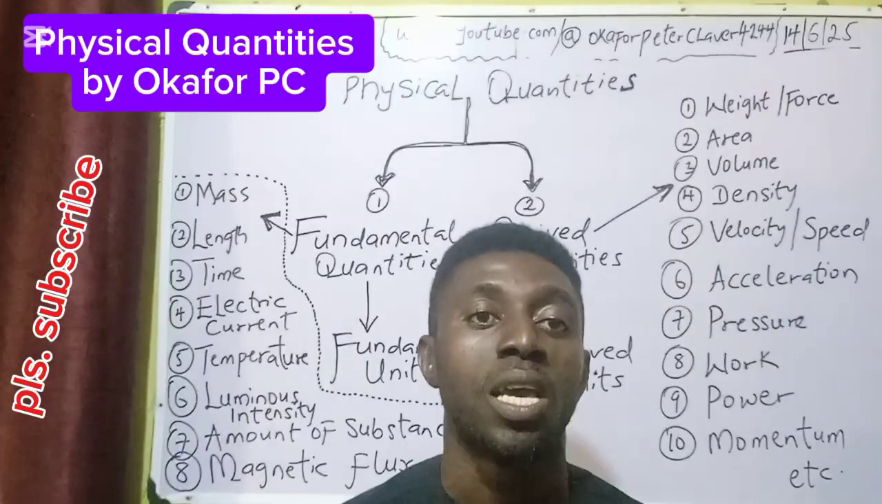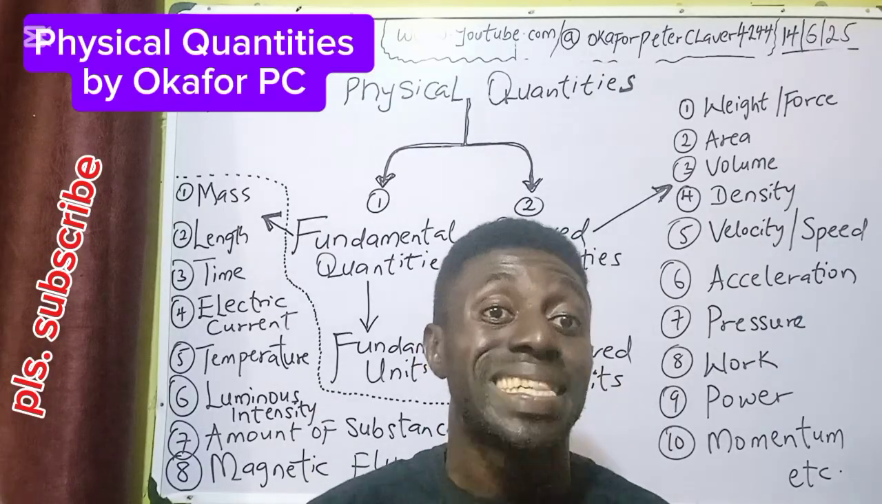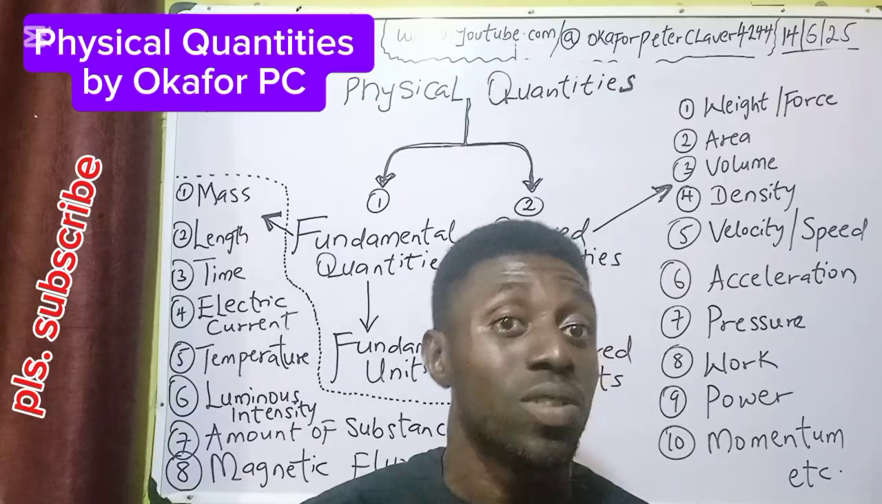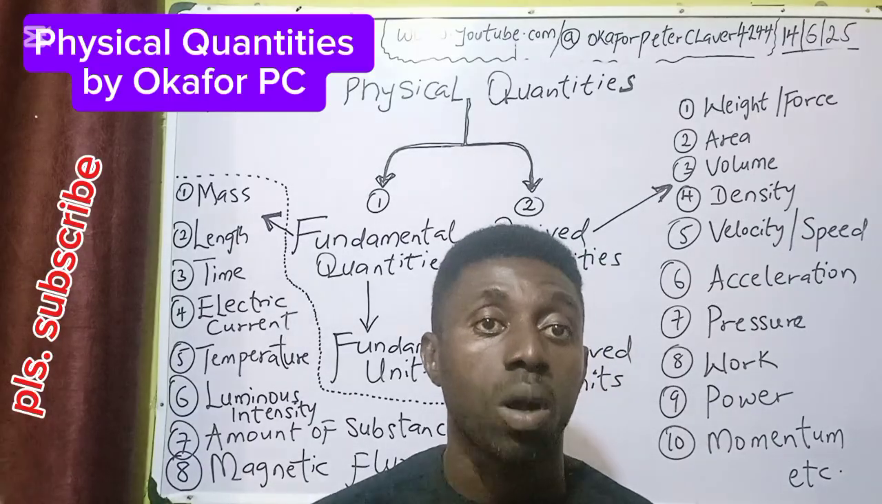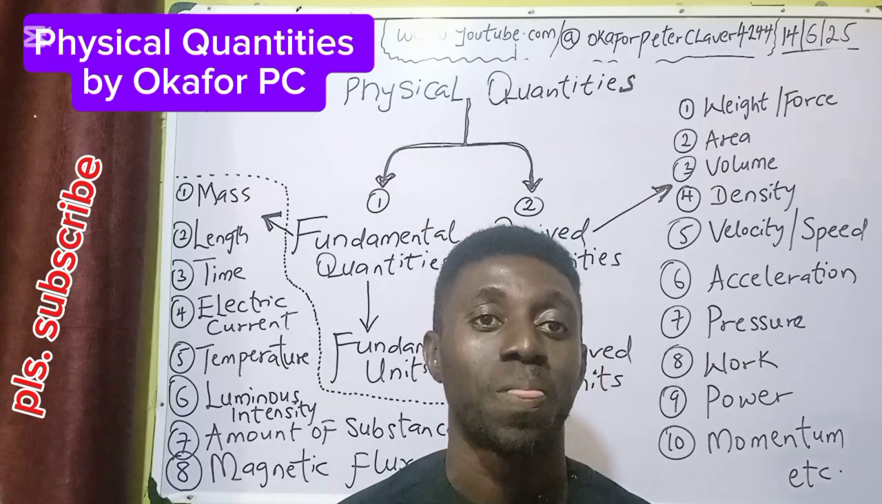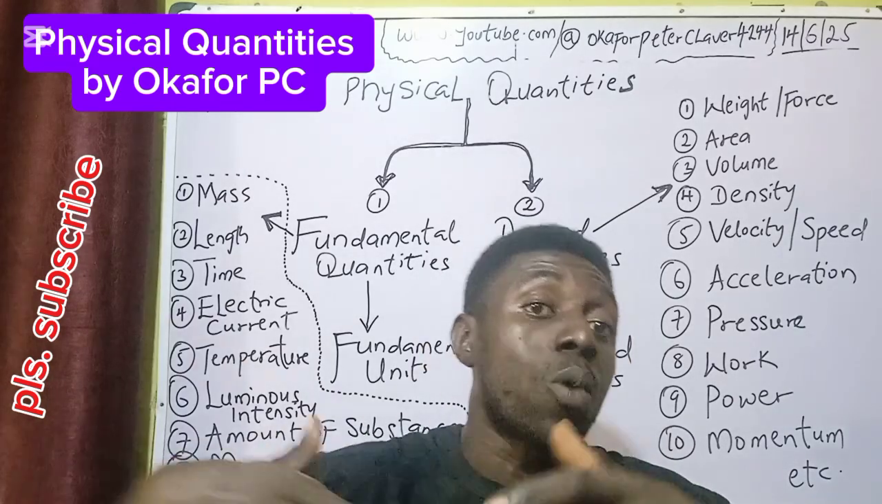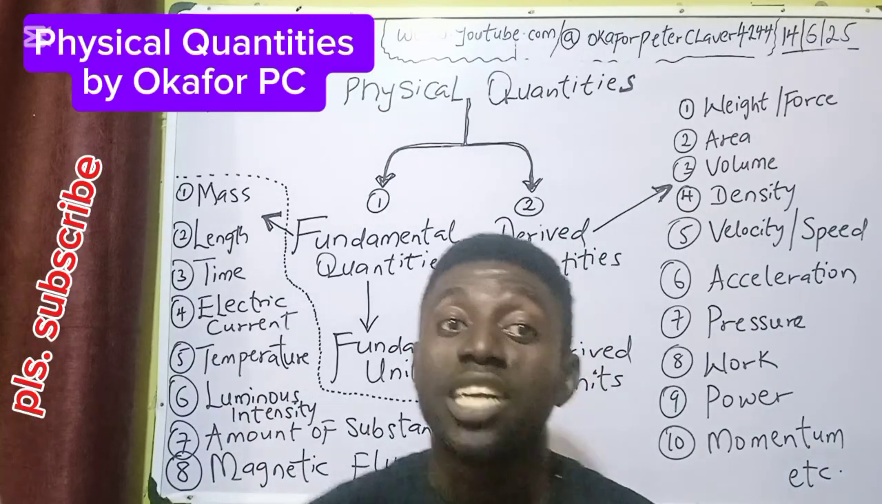Acceleration is a derived quantity. Pressure is a derived quantity. Momentum, derived quantity. Density, mass over volume. Density is equal to mass over volume. Derived quantity. Work done, derived quantity. Power, derived quantity. So these are simple manipulations of fundamental quantities, or even manipulation of fundamental quantities with derived quantities again. We'll give you a derived quantity.